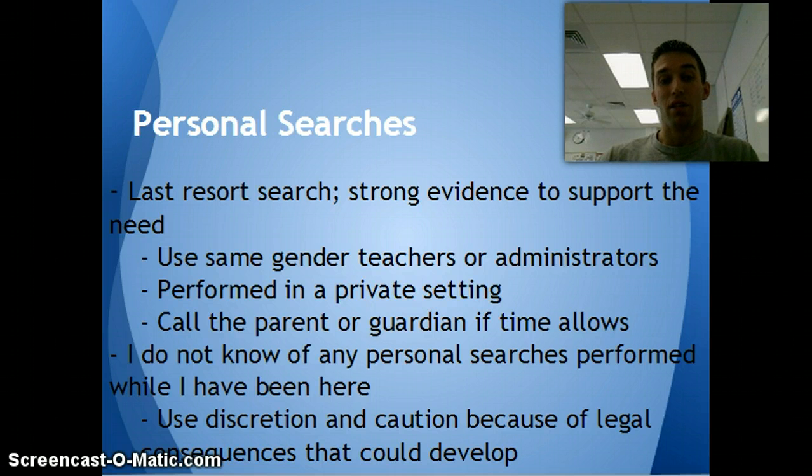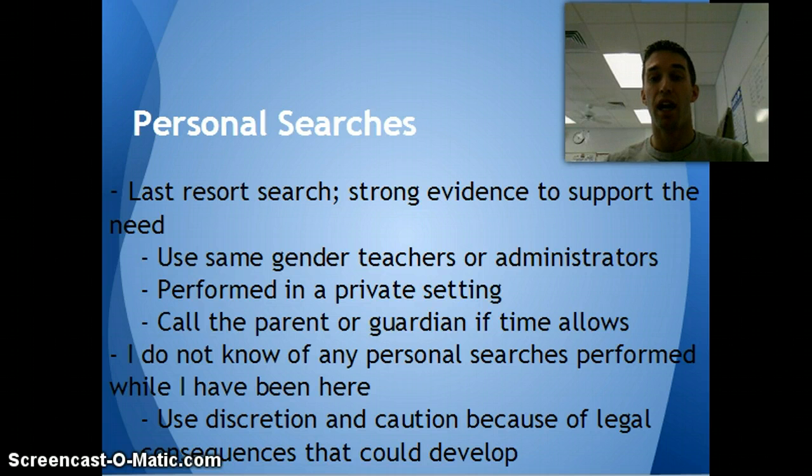The last one that the book talks about is personal searches, and the book states you have to be very, very careful on these. It's a last resort search, and you have to have extremely strong evidence to support the need for it. You have to have really good evidence that there are things on the individual student that would need to be confiscated. If that happens, then the school must use same gender teachers or administrators to perform the search. They must take that student to a private setting, a locker room or a locked room of some sort, so that no other students are able to see it.